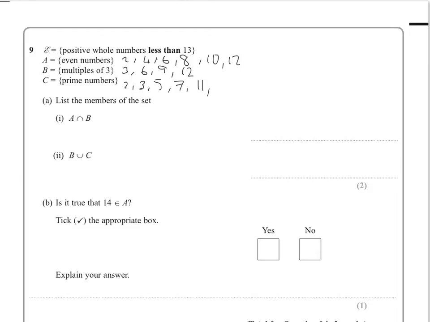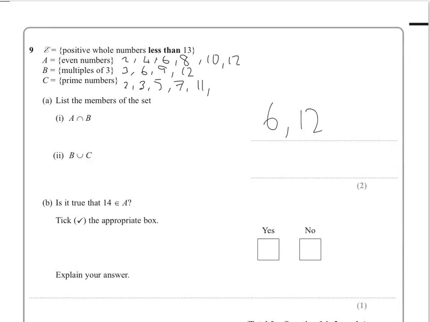List the members of the set A intersect B, or you could say that is A and B. So we're looking for everything that is in both the sets A and B, which is the numbers 6 and 12.